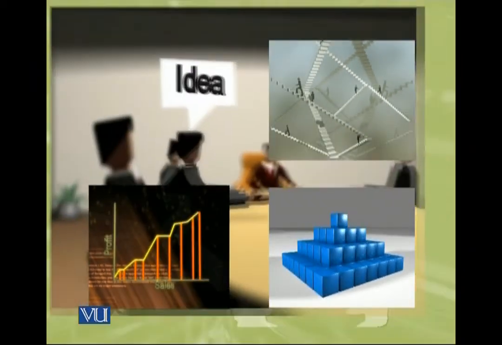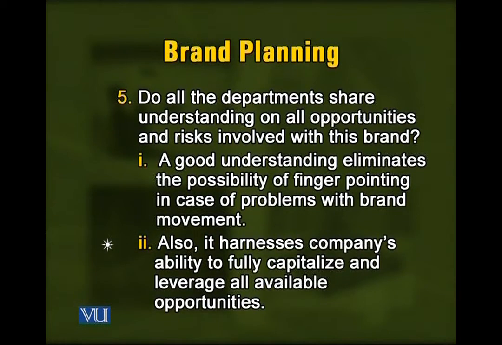So those are the kind of things which you must avoid and must preempt by going through a process which is very comprehensive and which generates ownership on everybody's part in relation to the opportunities and the risks involved with this brand. It also harnesses the company's ability to fully capitalize and leverage the available opportunities. It is not that they have an understanding only to avoid the blame game. It is because they also are going to be in a position to fully cash in on the opportunities which are there in the marketplace for the taking to leverage your brand.